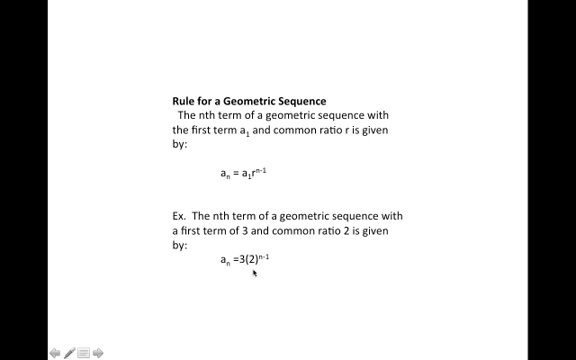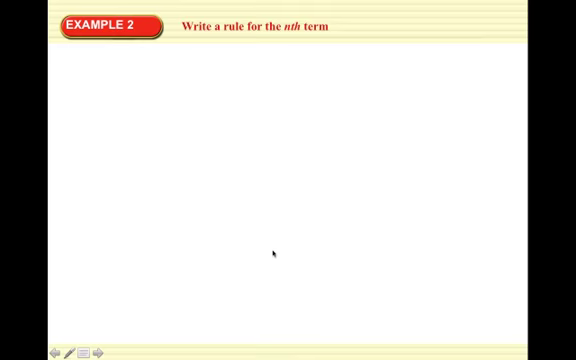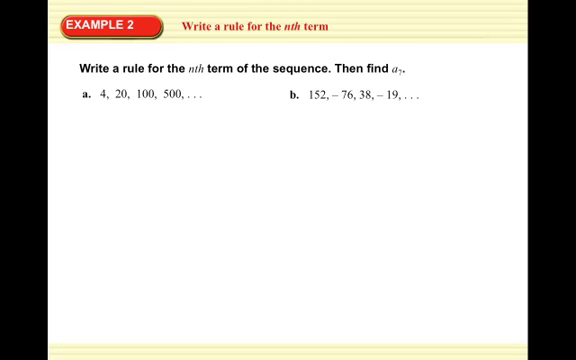We never forget our order of operations here. In other words, never do 6 to the n minus 1, because that is not equal to 3 times 2 to the n minus 1. All right, so we're going to write the rule for the nth term of the sequence and then find A7.